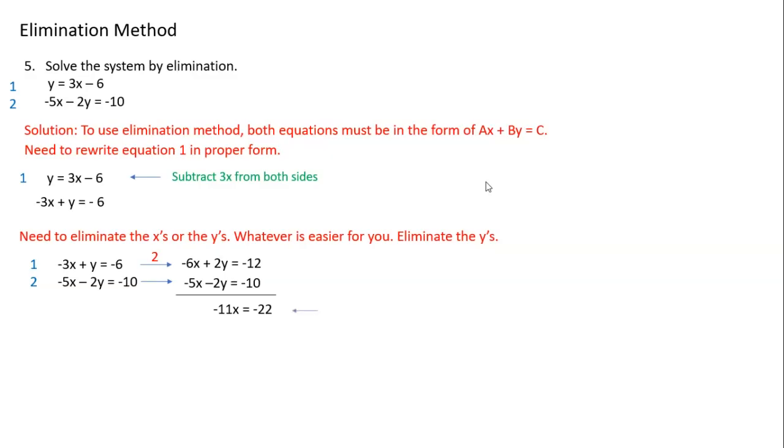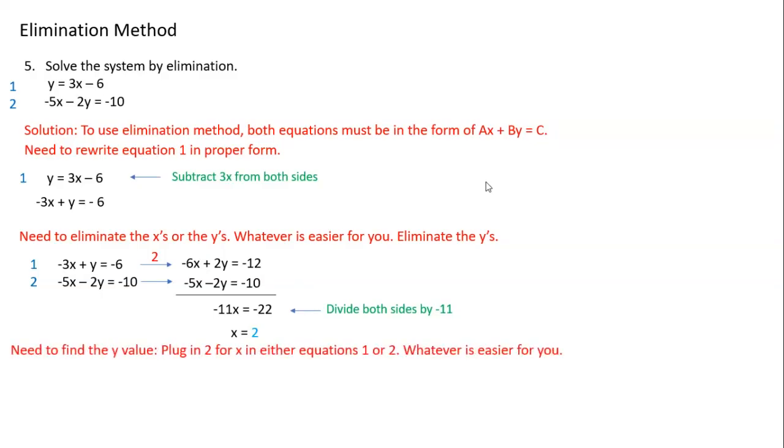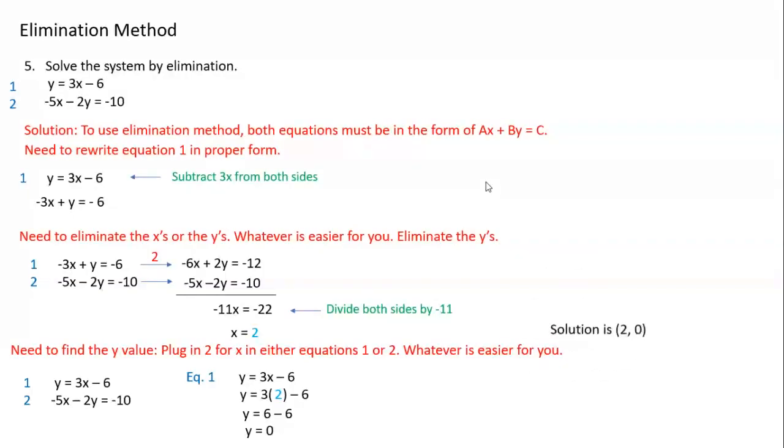Now to solve for x, I'm going to divide both sides by negative 11, and I'm going to get x equals 2, which is the solution that I had before. Now to solve for y, you plug it into either of the two equations. I'm plugging it into the first one, and you see that I'm going to get 0 again. So this is called the elimination method, or addition method. My solution for this problem is (2, 0).